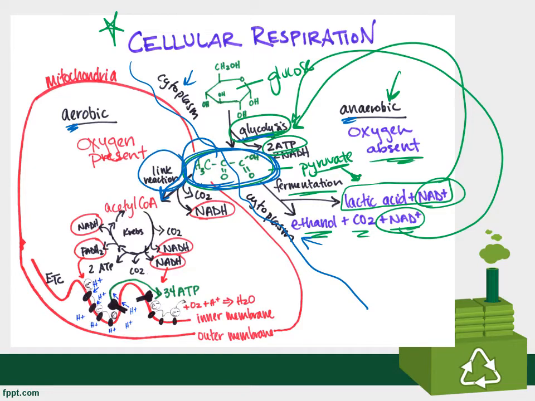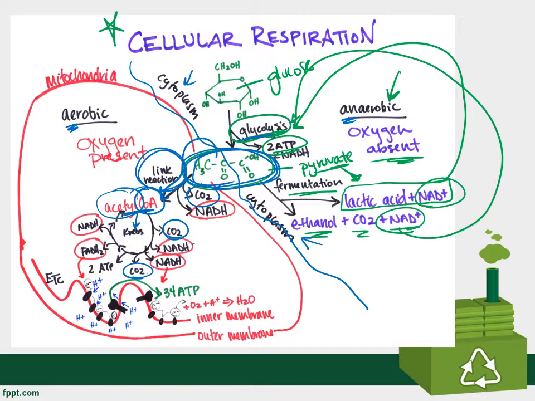We're going to move that pyruvate into the mitochondria now, into the matrix of the mitochondria. The first thing that happens is the link reaction. The link reaction is going to chop off one of those CO2s from this molecule. What's left is a thing called an acetyl group. We're going to add that acetyl group to a coenzyme called CoA. We're going to form acetyl-CoA. Acetyl-CoA enters Krebs cycle.